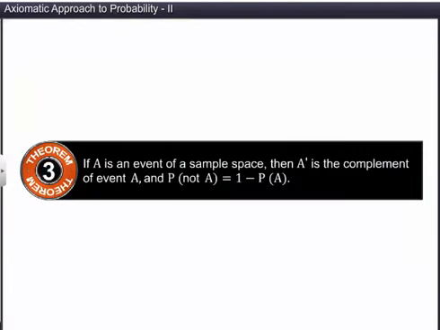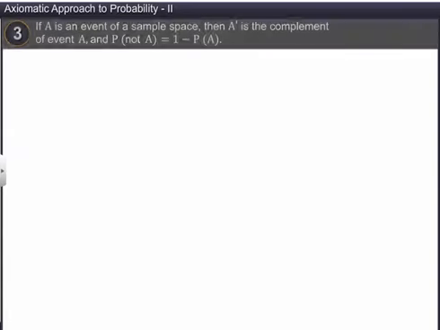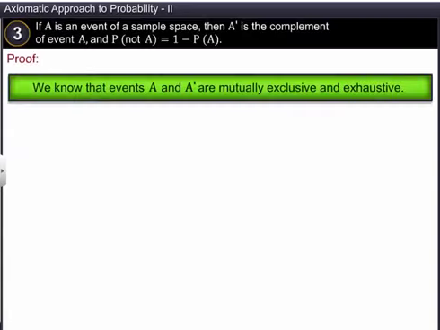Now, let's prove a theorem. If A is an event of a sample space, then A' is the complement of event A, and P of not A is equal to 1 minus P of A. We know that events A and A' are mutually exclusive and exhaustive. This implies A union A' is equal to S and A intersection A' is equal to phi.